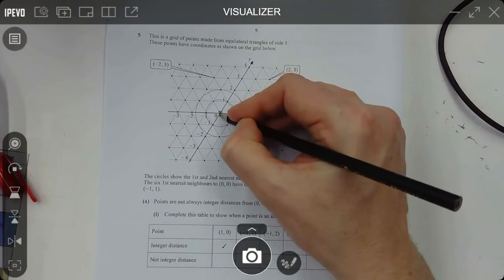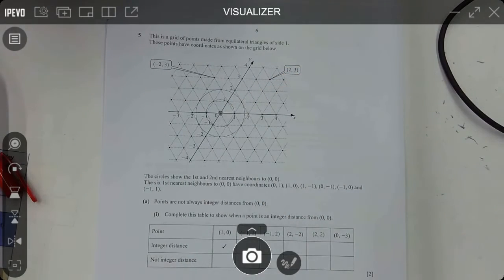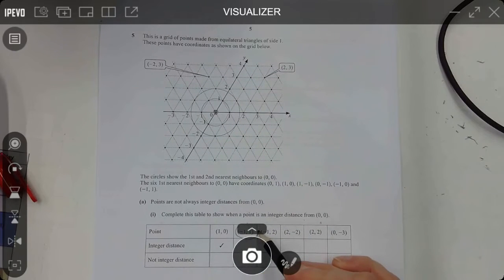So we're going from 0, 0 again, but the grid is a diagonal grid, and it's made up of equilateral triangles, which is going to be important. So complete this table to show when a point is an integer whole number distance from 0, 0. So we've got to look at these points. Look at this one first, -1, 1, and let's just investigate them.